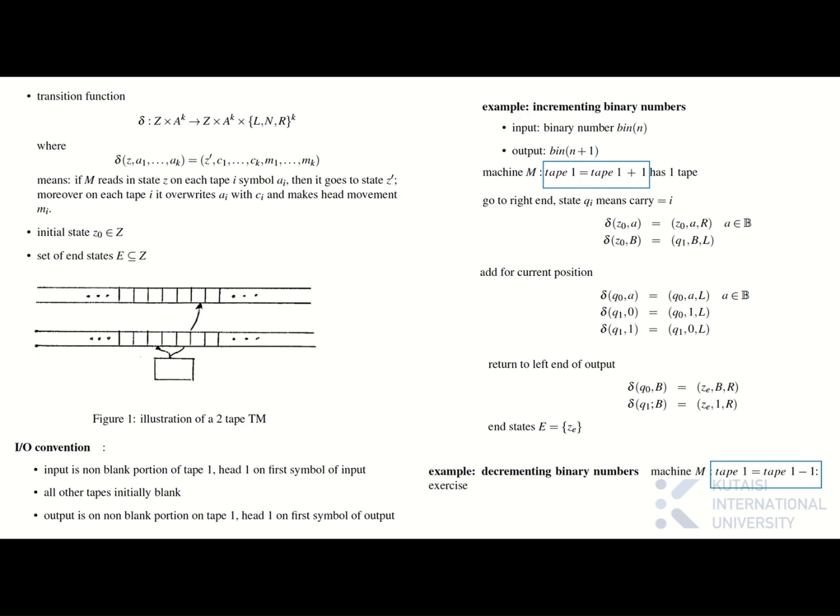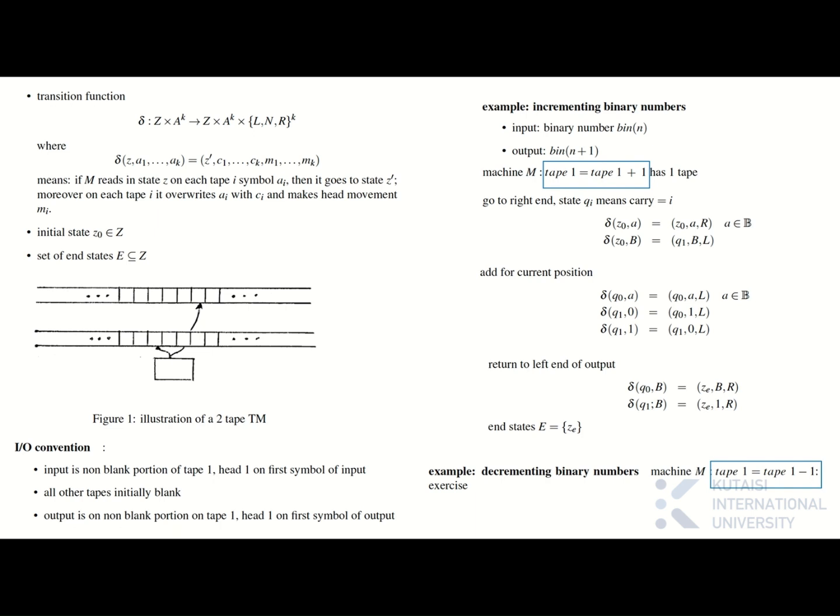Otherwise, my machine might not work, because this program will not work if it's not correctly defined what the input is. But anyways, this works. You take an input, just a binary number written on tape 1, and it adds 1. And now subtracting 1 is an exercise. So you can do the same exact thing by subtracting 1.